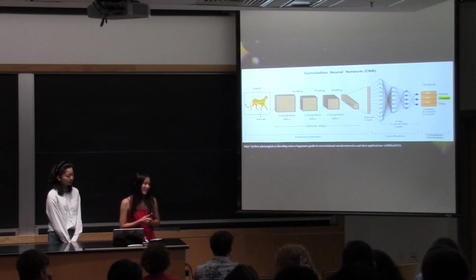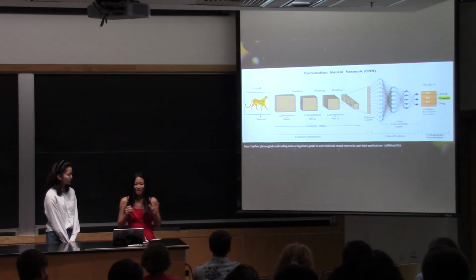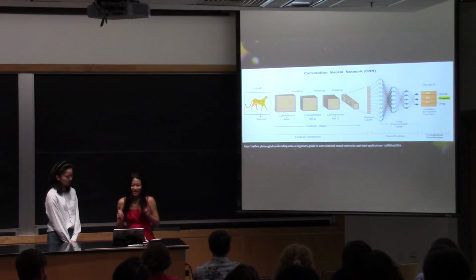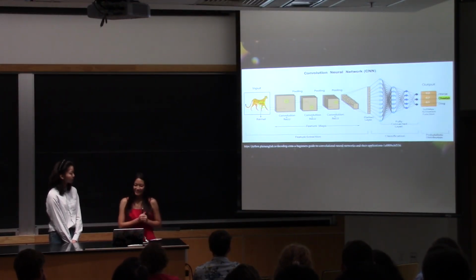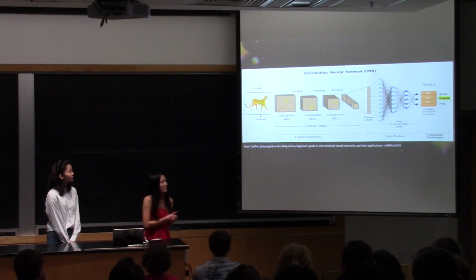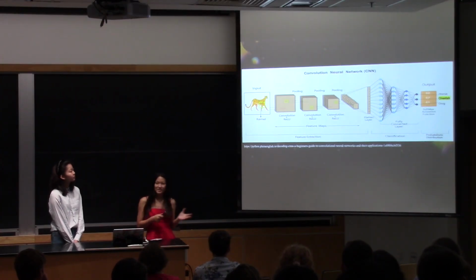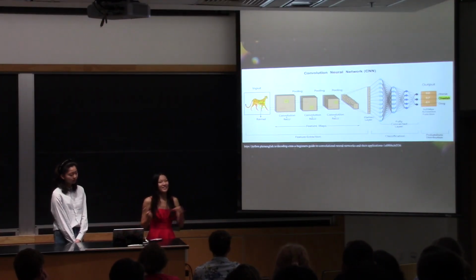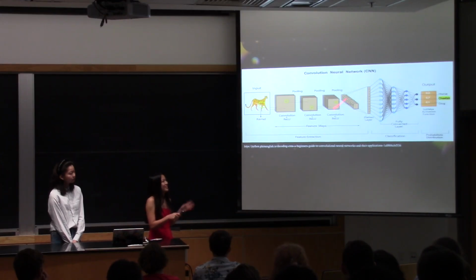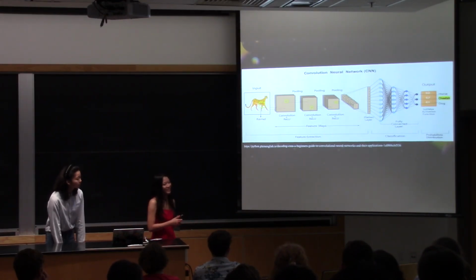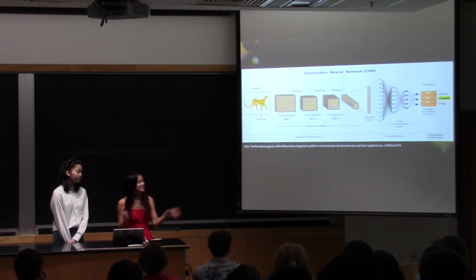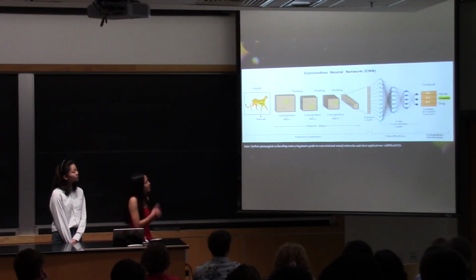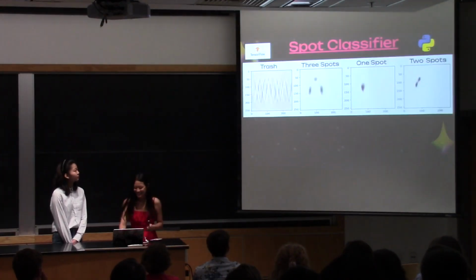A neural network is a machine learning model that stacks artificial neurons in layers. Each neuron has an output value that is the weighted sum of the values of all the neurons connected to it in the previous layer. CNNs are often used to classify images, like animals, human faces, and spots.